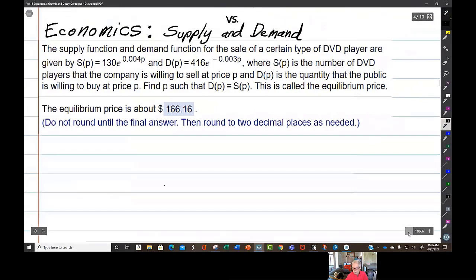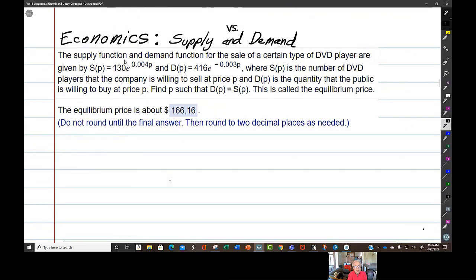Okay, so back to where we were. The supply function and demand function for the sale of a certain type of DVD player are given by these formulas. S of P is 130 e to the 0.004 P. And the demand is D of P, 416 e to the negative 0.003 P, where S of P is the number of DVD players that the company is willing to sell at price P. And D of P is the quantity that the public is willing to buy at price P.